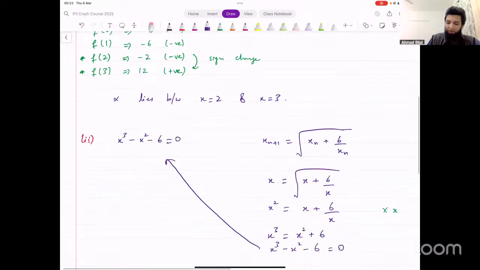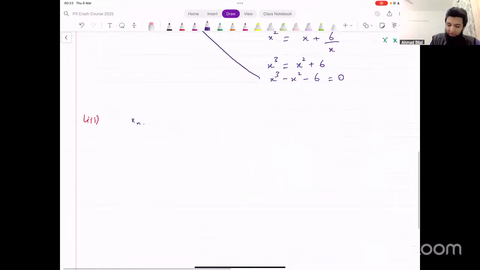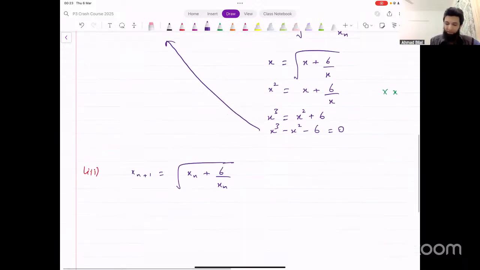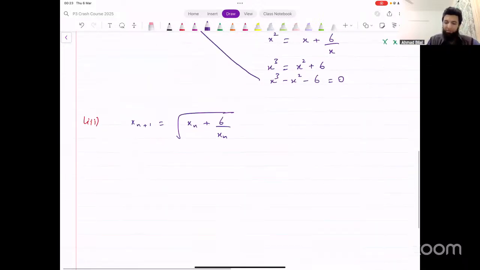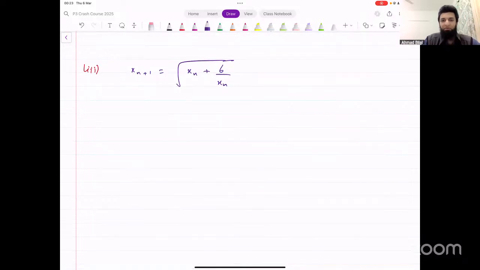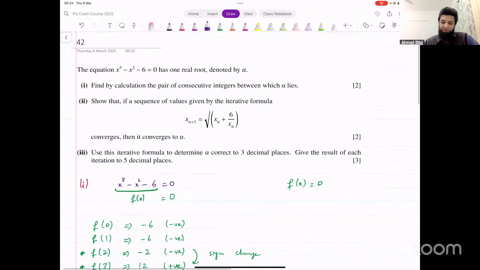Okay, now we have the iterative formula given, that's x(n+1) equals square root of (xn plus 6 over xn). That's the iterative formula. We have to find the value of alpha from this. Now we need a starting point for that. Do we have a starting point? Have they given us any starting point in this question? In the previous question they told us that x1 is equal to 3.5 is the starting point. In this case, they haven't done that.